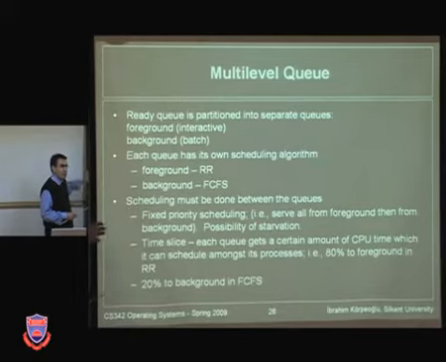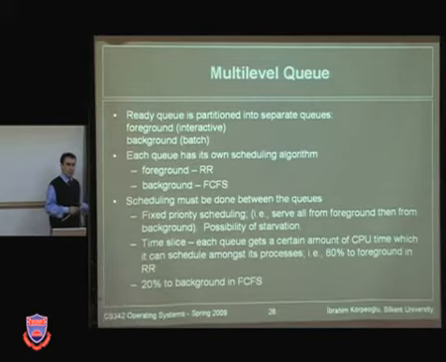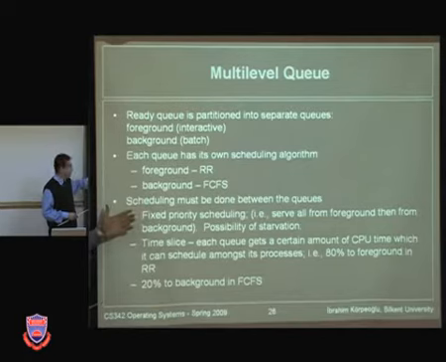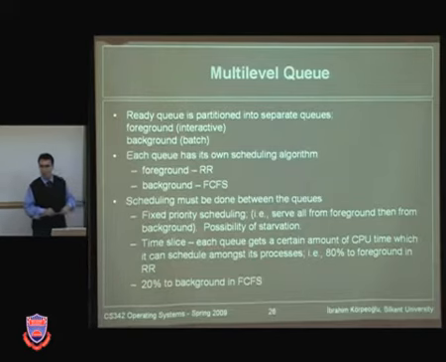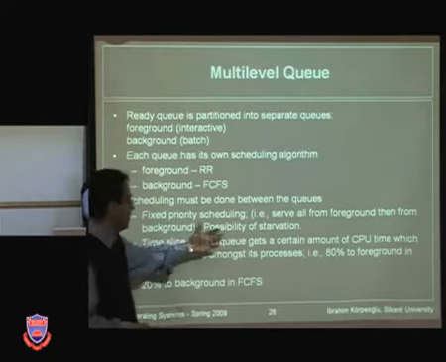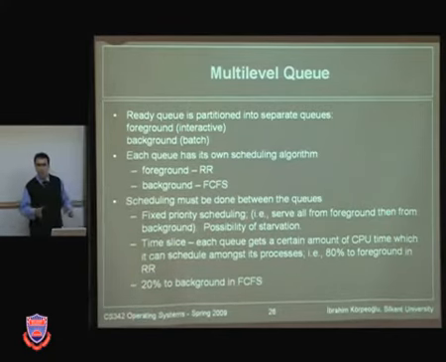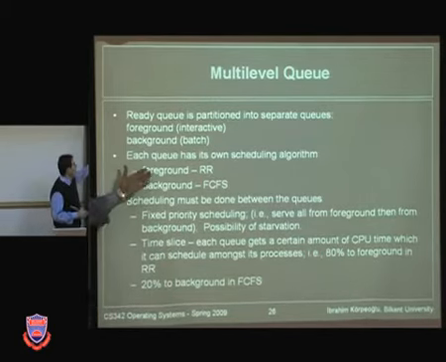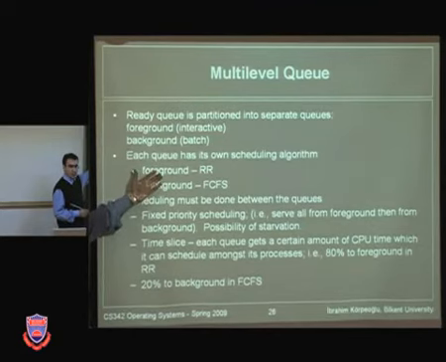As long as there are jobs in the foreground queue, serve them. When there are no jobs in the foreground queue, then you can go ahead and serve processes from the background queue. This means we are applying fixed priority scheduling. The queue that has the higher priority will be served ahead of the queue that has the lower priority. Of course, this can cause starvation. The possibility of starvation exists if the foreground queue will always have some processes in it.